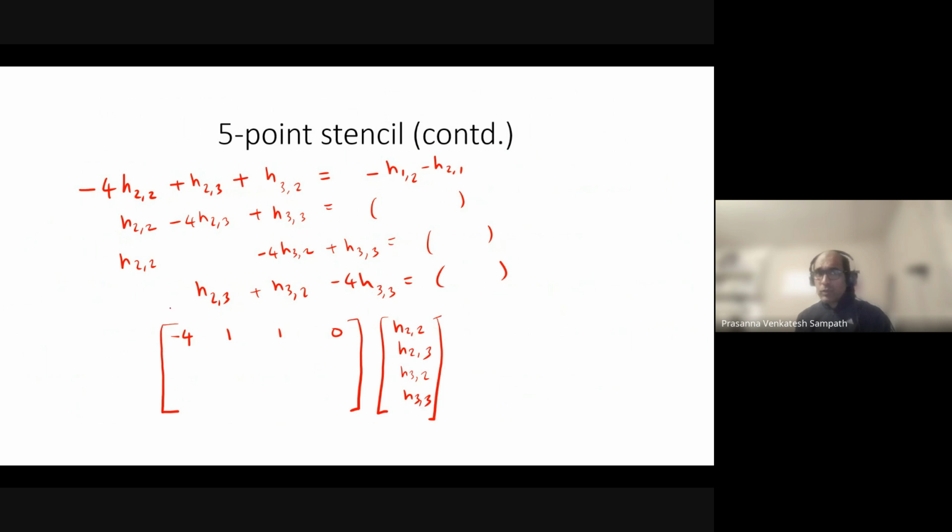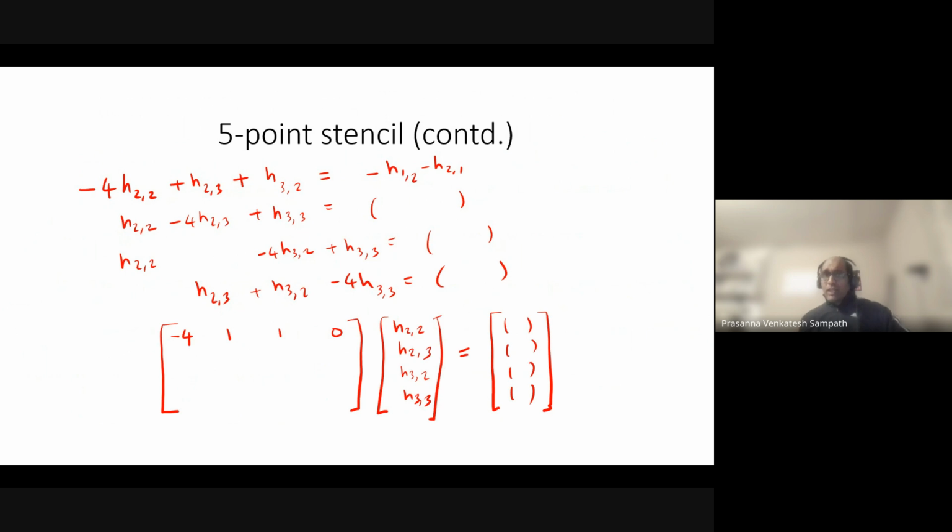2 comma 2 has a coefficient of -4. 2 comma 3 has a coefficient of 1. 3 comma 2 has a coefficient of 1. And 3 comma 3, as I said, does not have a term, therefore its coefficient is 0. And then equal to whatever terms are there on the right hand side. I'm not going to write that. Each equation will have its own known values, but let's not worry about it.